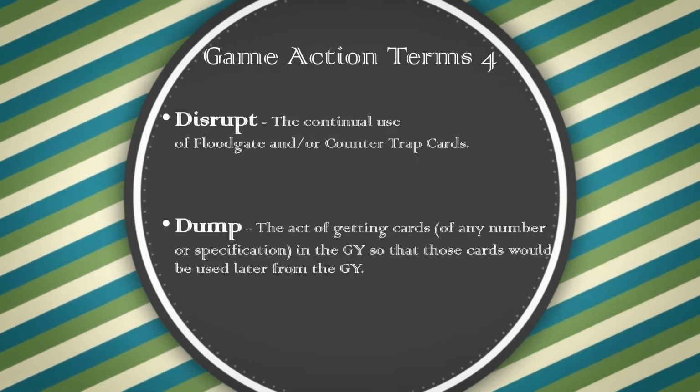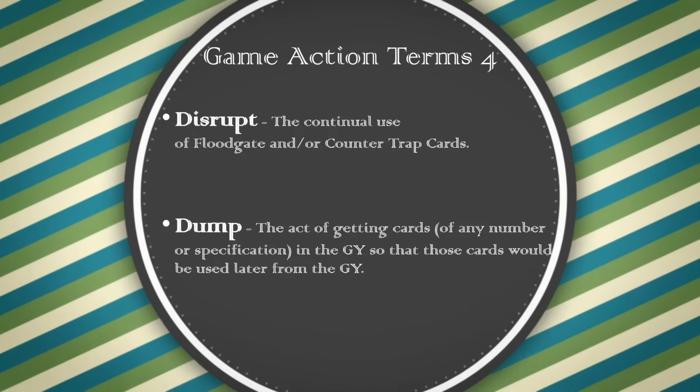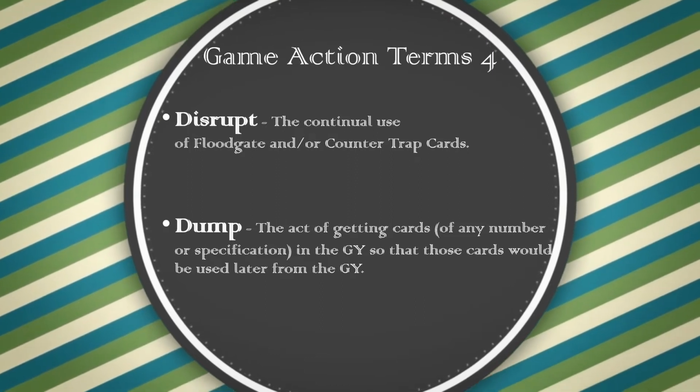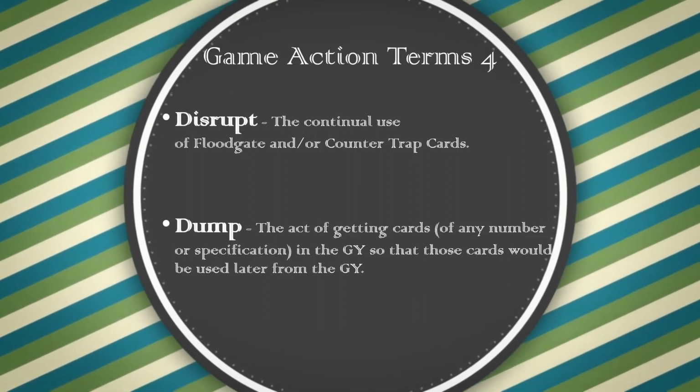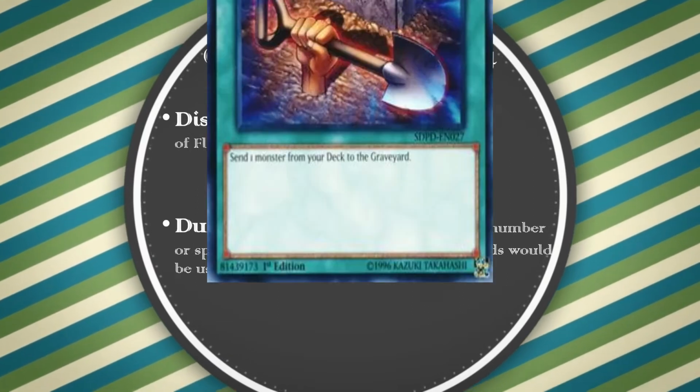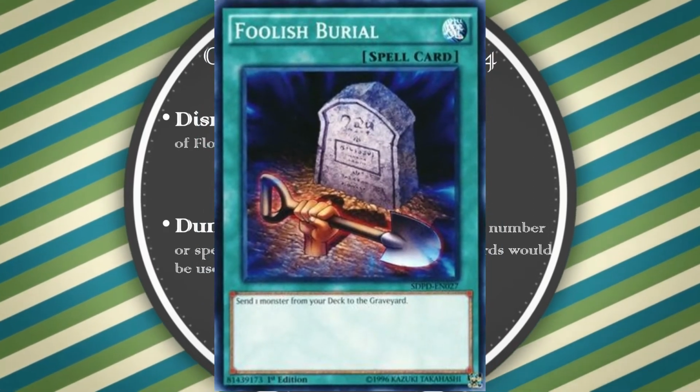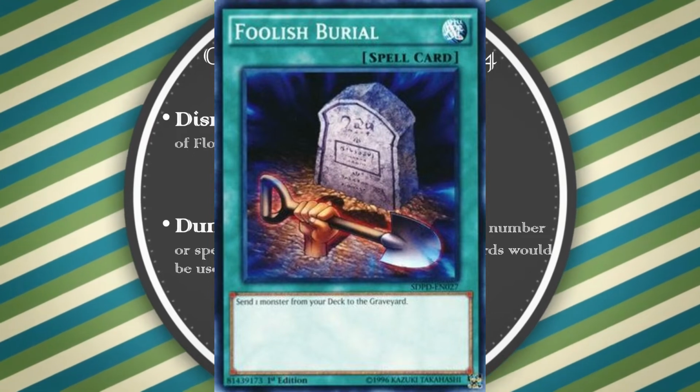Dump. The act of getting cards in the graveyard so that those cards would be used later from the graveyard. An example of a card that dumps from deck to graveyard is Foolish Burial. With so many cards with powerful graveyard reliant effects, dumping cards can be extremely powerful.